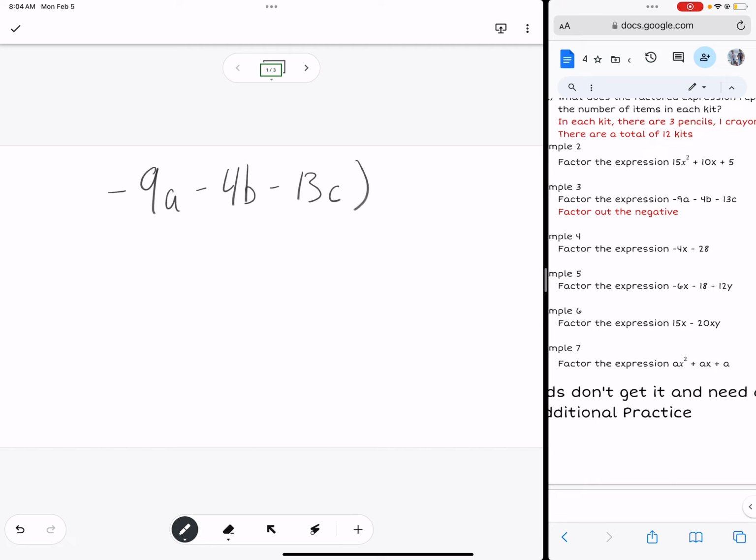Ross, I didn't finish. Example 3 is something you're going to have to identify when you get to higher levels of math. First of all, can we combine like terms? No, we can't. We have an A, a B, and a C, different variables, so we can't combine like terms.